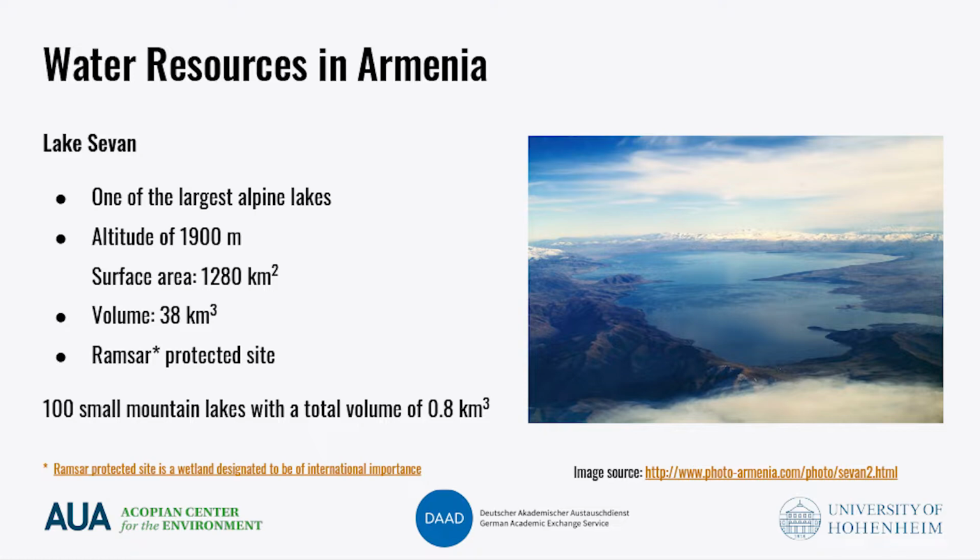The largest freshwater lake in Armenia and in the South Caucasus is Lake Sevan. At an altitude of 1,900 meters above sea level, it is one of the largest high-altitude freshwater lakes in the world, with a surface area of 1,279.5 square kilometers and a volume of about 38 cubic kilometers. The Lake Sevan Basin is a Ramsar-protected site due to its rich biodiversity and high degree of faunal and floral endemism. It used to be the home of the famous Sevan trout, Salmo ischchan, and is a breeding ground of the Armenian gull, Larus armenicus.